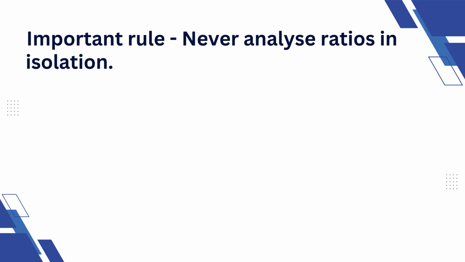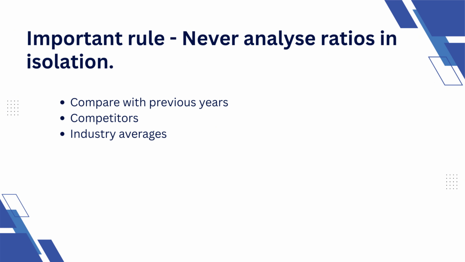One very important rule in financial analysis: never analyze ratios in isolation. A ratio only becomes meaningful when we compare it with previous years, competitors, or industry averages. For example, a 10% margin may be excellent in supermarkets but very poor in software companies.